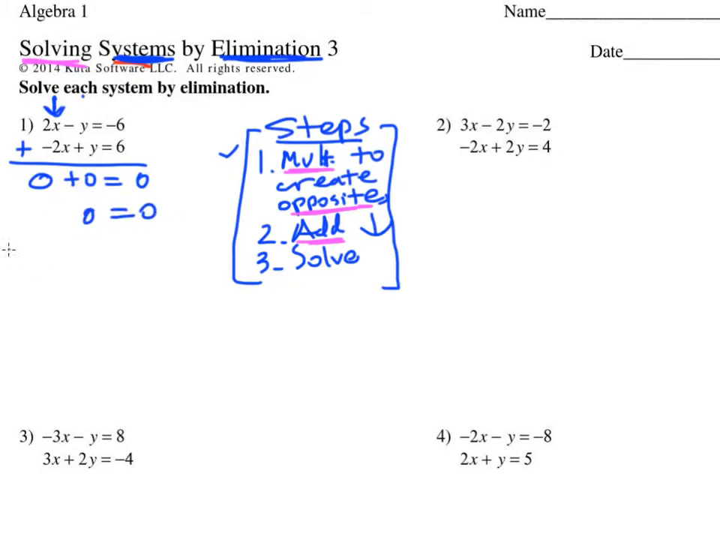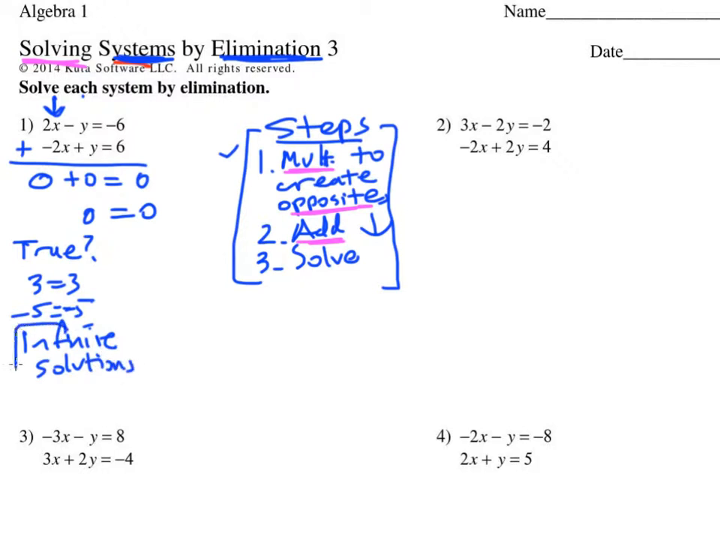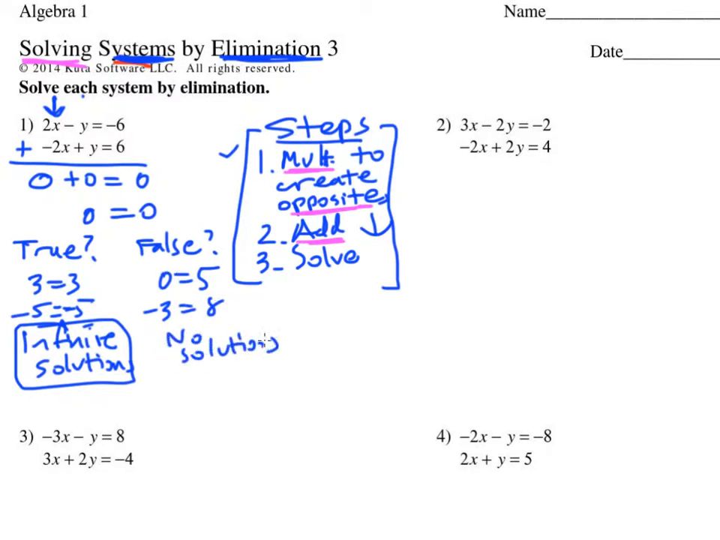Now we have talked about this. If you get something with no more variables, x and y went away, and it's something true, like 3 equals 3, negative 5 equals negative 5, that means you have infinite solutions. If it's something false, like 0 equals 5, negative 3 equals 8, then you have no solutions. Remember, no solutions would be parallel lines.